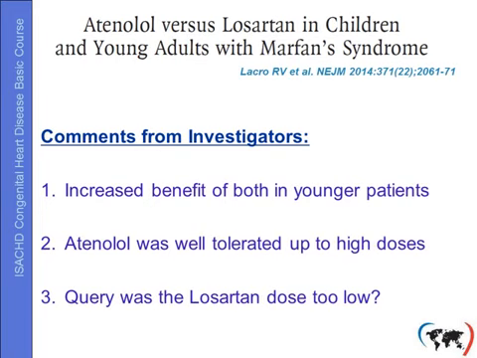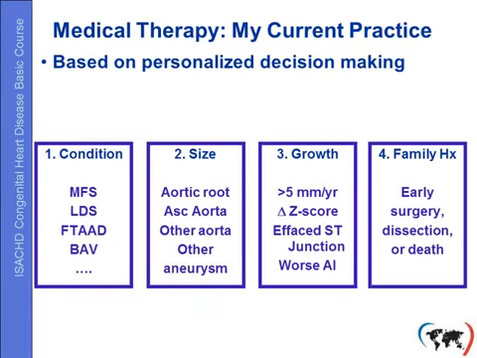So from the evidence to date, my current practice for medical therapy and for surgical indications for these patients is now based on personalized decision making and depends on 1, whether the condition is Marfan syndrome, Loeys-Dietz syndrome, other familial thoracic aortic aneurysm and dissection conditions, or bicuspid aortic valve associated aortopathy, etc. 2, the size of the involved aortic segments and whether there is other arterial involvement. 3, the rate of aortic root growth with greater than 5 millimeters per year of any segment, significant change in Z-score, particularly useful in younger patients, sudden effacement of the ST junction or worsening of AI, which are all potentially risk factors for dissection, and any family history of need for surgery, aortic dissection, or death at a young age.